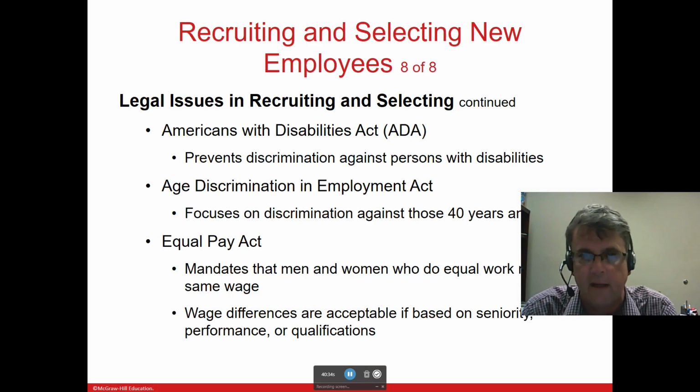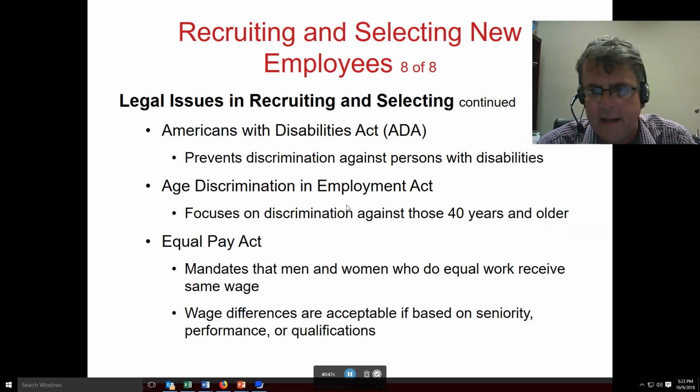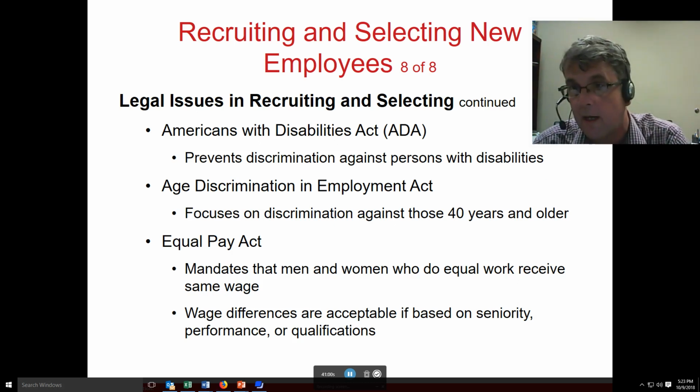We talked about the ADA. It prevents discrimination against persons with disabilities. It does not mean you have to hire someone for a job that they cannot perform. Age discrimination, we talked about that. And finally, the Equal Pay Act mandates that men and women who do equal work receive the same wage. Wage differences are acceptable if they're based on seniority, performance, or qualifications. Basically, if you're a man and a woman in a roughly comparable job and there are pay discrepancies, you may be asked to justify those with some sort of objective, measurable reason.